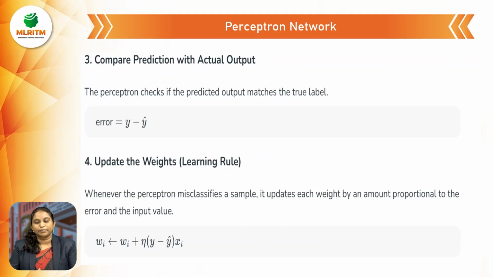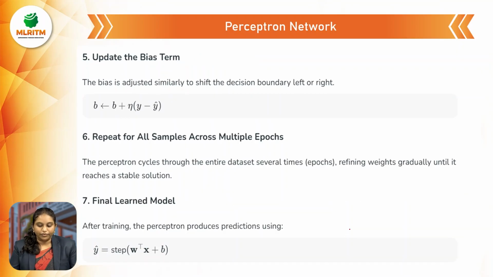So whenever the perceptron misclassifies a sample, it is going to update the weight by the amount proportional to the error and the input value here. So this is a method, or we can say this is the formula we are using to convert the values and also get the proportional error. Fifth one is update the bias term. If we are adjusting the bias, the decision boundary can shift left or right here.